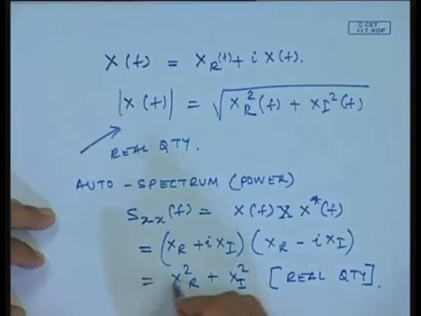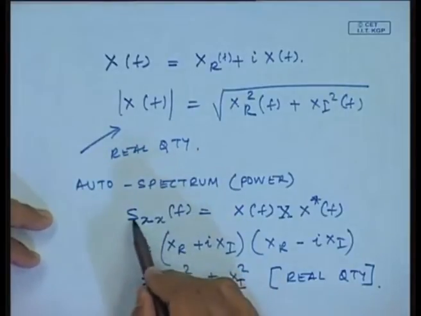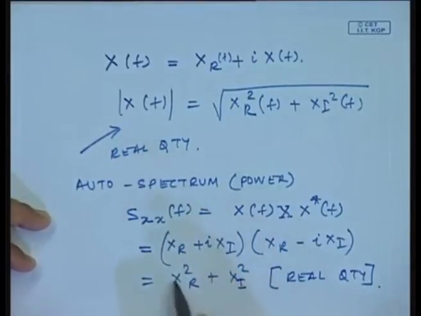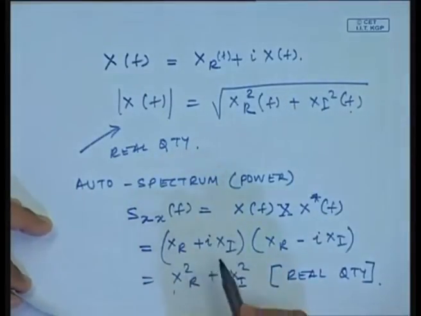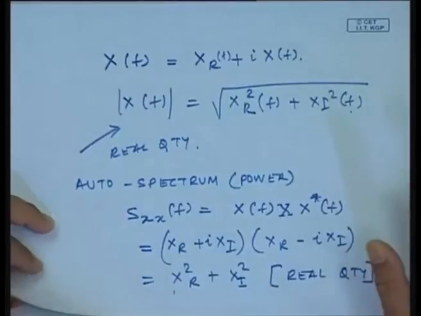And linear spectrum is nothing but the square root of auto power spectrum. It will be just the square root of this, which we have obtained here. And mind you, they are all functions of frequency. So, the auto power spectrum conveys how much energy is there in that signal.